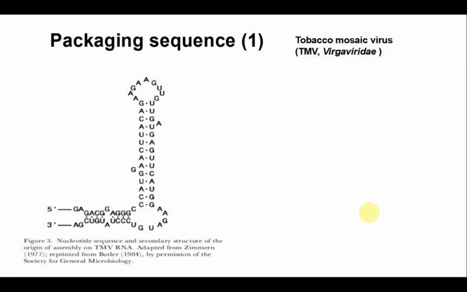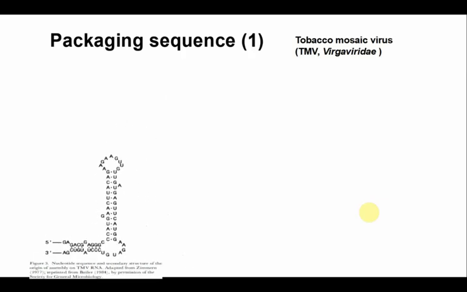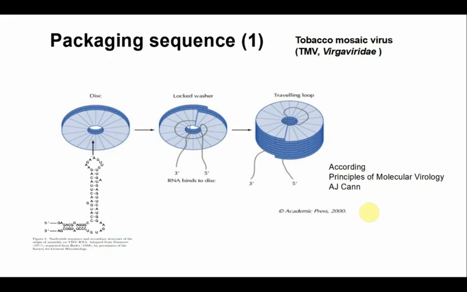genomic DNA or RNA that is recognized by the capsid proteins. So the main model for this, or the first model, was the way tobacco mosaic virus packaged its genomic RNA. So the packaging sequence, the Psi sequence in tobacco mosaic virus, forms this hairpin loop structure, and this secondary structure binds specifically to the capsid discs.